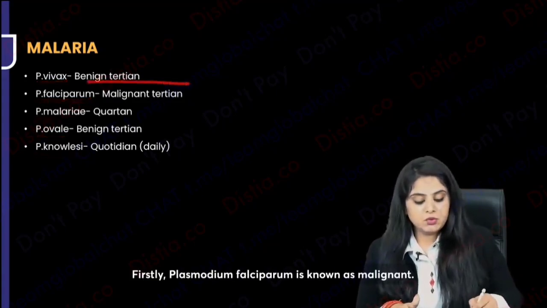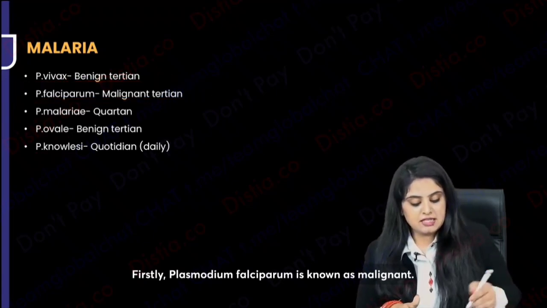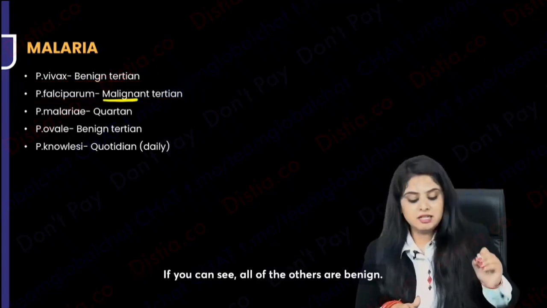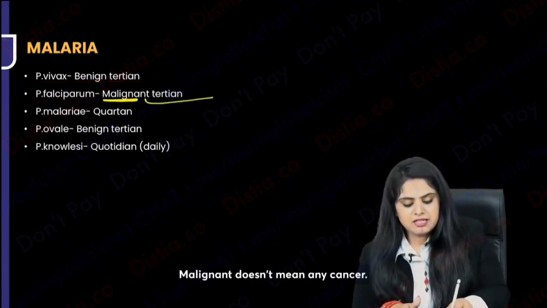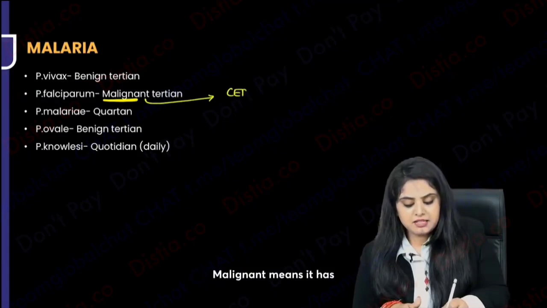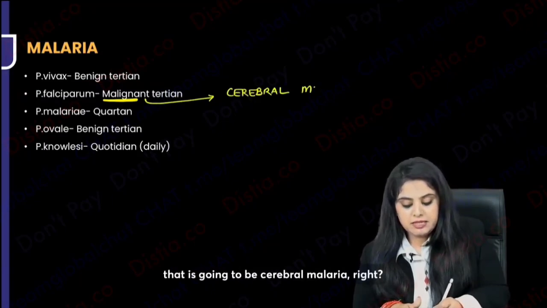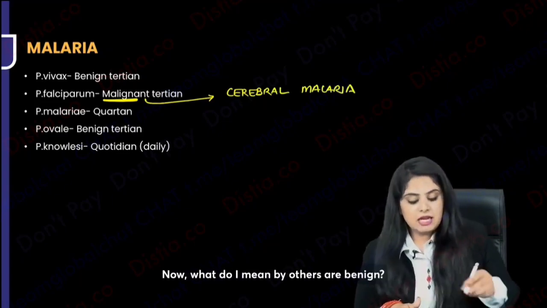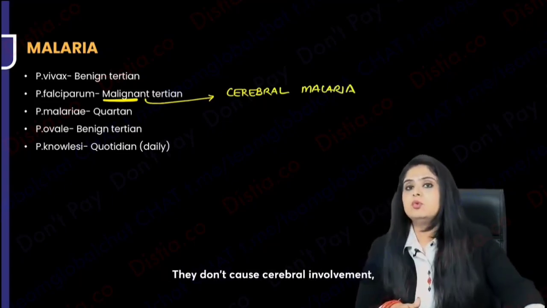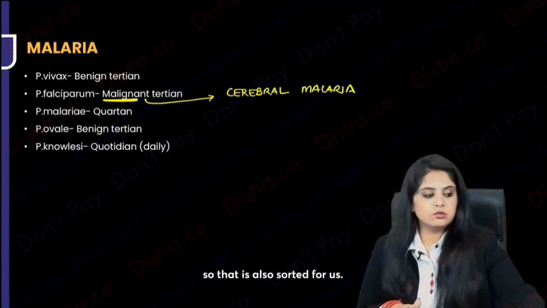Firstly, Plasmodium falciparum is known as malignant. If you can see, all of the others are benign. Falciparum is malignant. Malignant doesn't mean any cancer. Malignant means it has a more aggressive course, and that is going to be cerebral malaria, right? That is going to be cerebral malaria. Now, what do I mean by others are benign? They don't cause cerebral involvement, so that is also sorted for us.